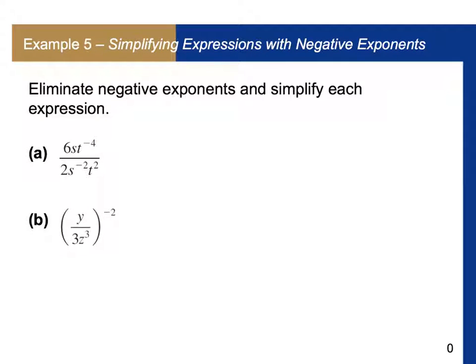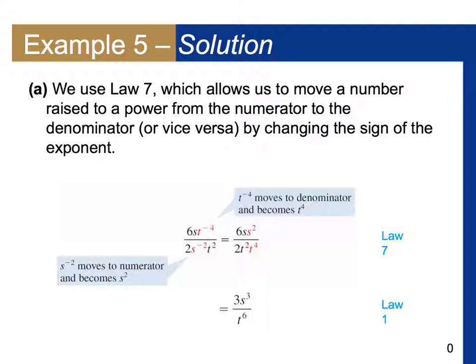Okay, let's look at a couple examples. Let's look at this one first. We're going to simplify 6st to the minus 4th over 2s to the minus 2t squared. What we're going to do is put the s's together. We can take that s to the minus 2 and put it as s to the plus 2 in the numerator, and we could take that t to the minus 4 and put it as t to the plus 4 in the denominator by law 7 of exponents.